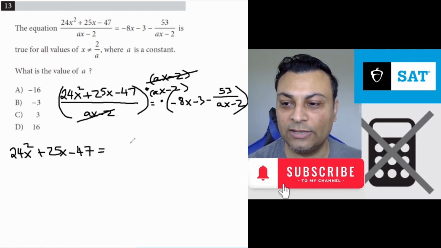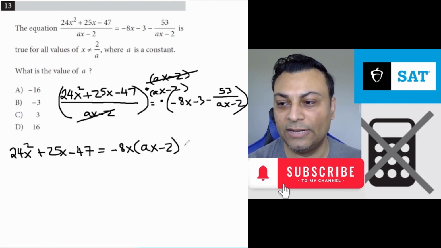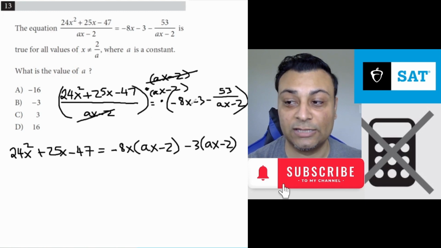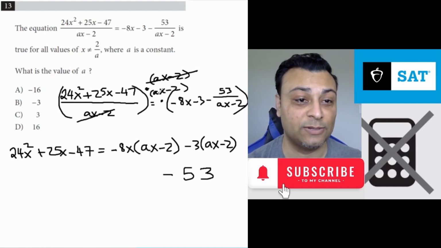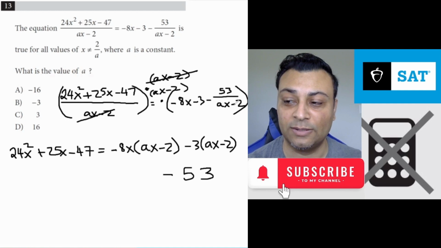Here, you would have negative 8x, which has to multiply by ax minus 2. And then minus 3, that also has to multiply by ax minus 2. I'm distributing the ax minus 2. And finally, you would have negative 53, because for that case, the ax minus 2 would cancel with that ax minus 2 on the denominator.